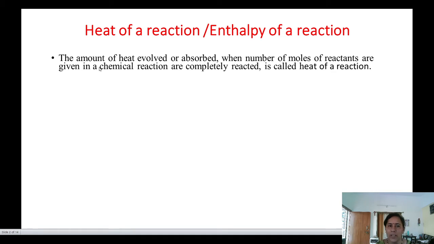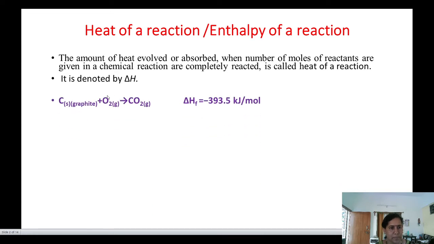Again I am repeating this: the amount of heat is evolved. Evolved means exothermic reaction. Absorbed means endothermic reaction. When the number of moles of reactants in a given chemical reaction are completely reacted. Now heat of reaction is denoted by delta H.